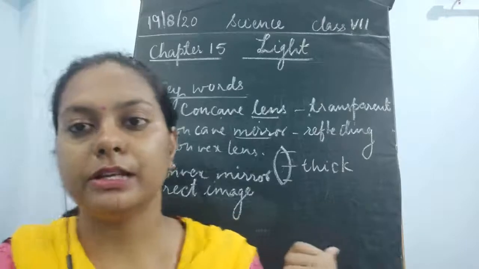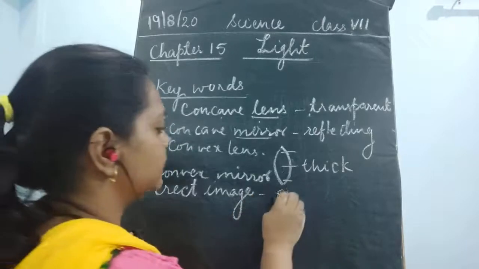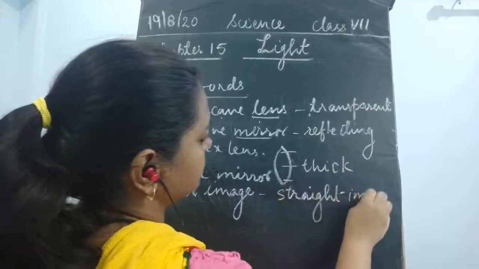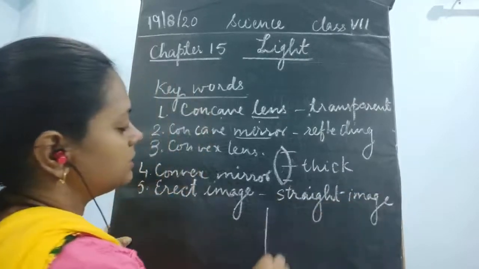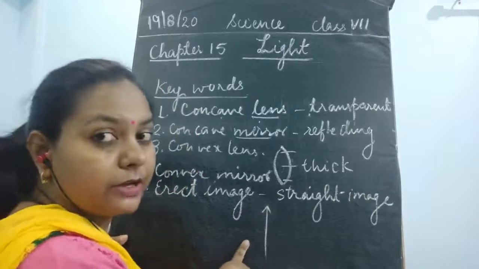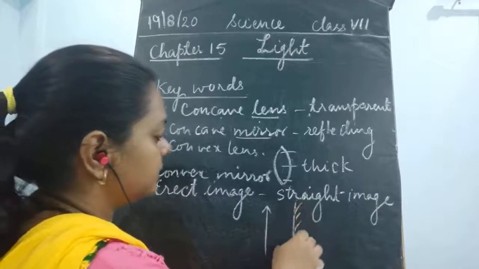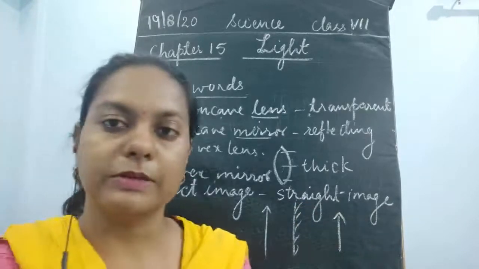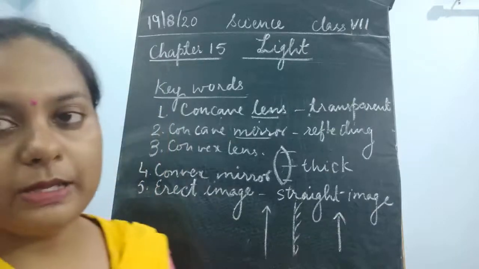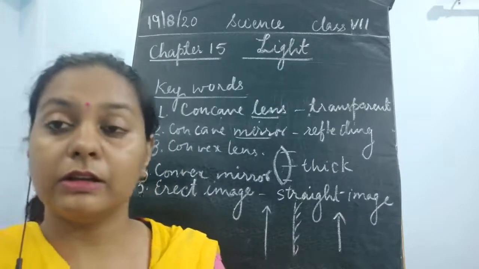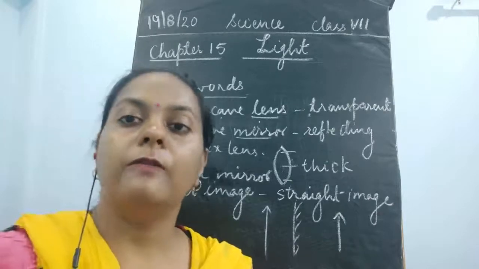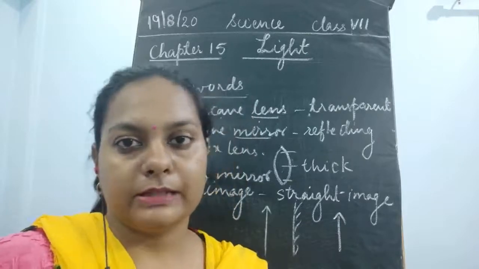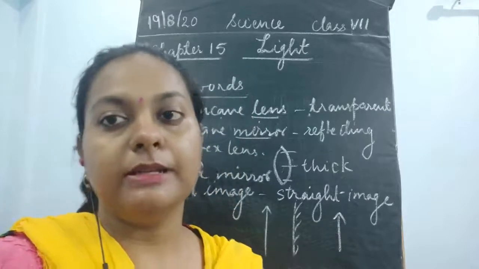Now what do you mean by erect image? The word erect means a straight image. What do you mean by a straight image? It means it is not upside down. If this is an object and a mirror is placed, in the mirror also we get the same image. So it is the erect image. This is a property of the plane mirror, where erect images are formed. It is also a property of mirrors and lenses where the erect image is formed. Erect means it is upright.